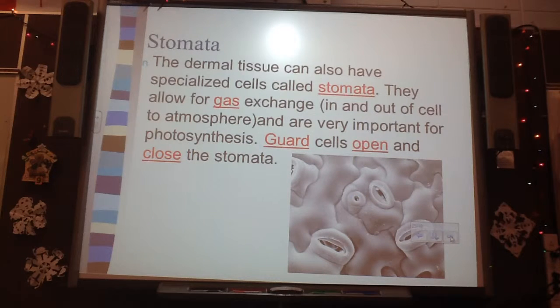Now, when we talk about the dermal tissue, we need to talk about stomata because they are on the dermal tissue. So specialized cells on the dermal tissue are called stomata. Stoma for singular. They allow for gas exchange in and out of the cell. They're very important for photosynthesis. So you have guard cells that go around the stomata to make it open or make it close.